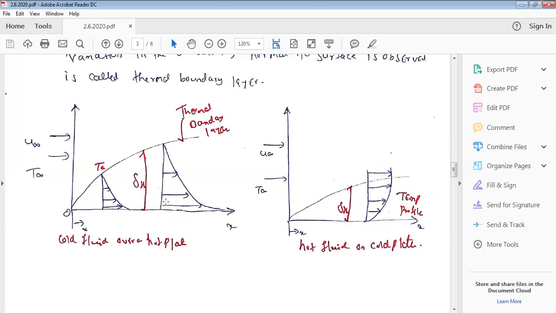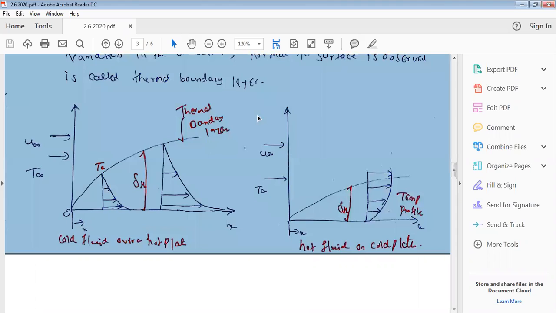Now, this is one case that you have studied. In this case, our horizontal plate is hot and the air is cool. This is the thermal boundary layer, and this is the temperature profile. In both I have shown this region and this region. Got it? This is the temperature profile when the plate is hot and the air is cool. Now come to this point. Let us see.